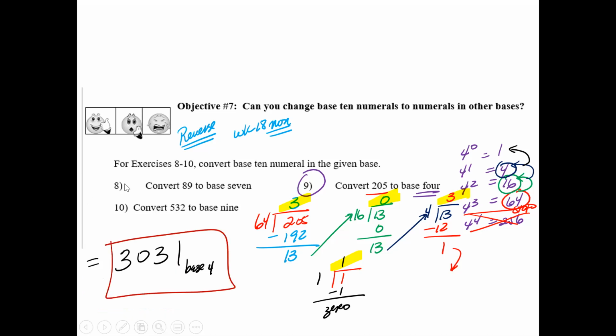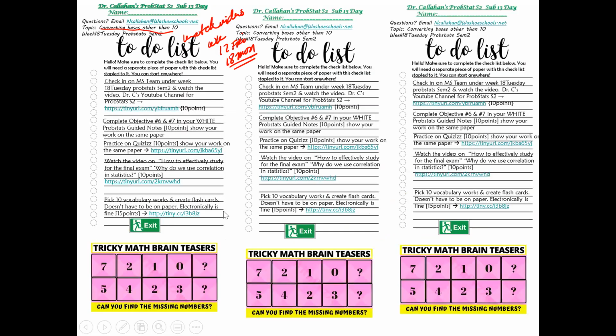All right, you guys, make sure you complete number 8 and 10 in your white guided notes. And that is basically it.